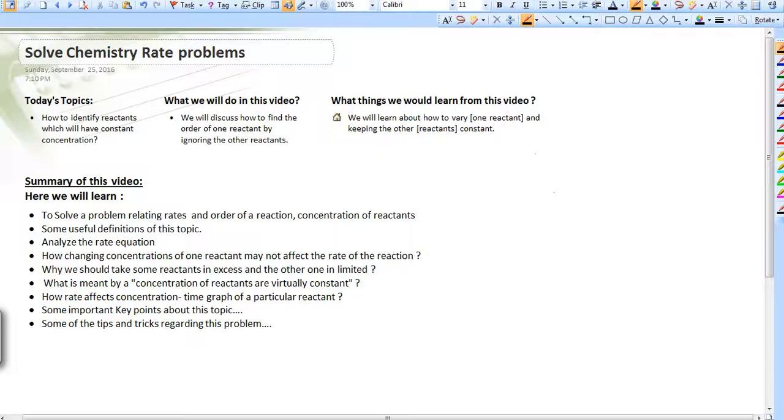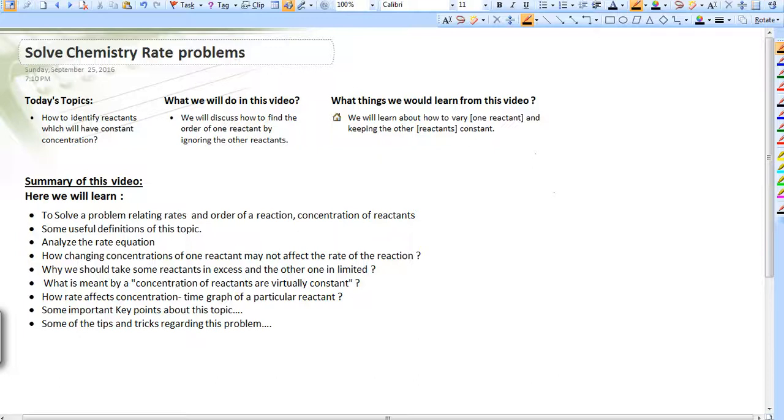Today's topic is how to identify reactants which will have constant concentration. In this video tutorial, we will discuss how to find the order of one reactant by ignoring the other reactants. We will learn how to vary the concentration of one reactant while keeping the concentrations of the other reactants constant.